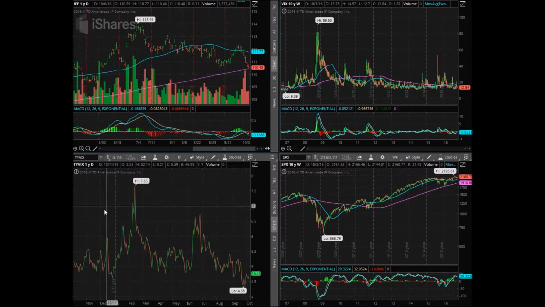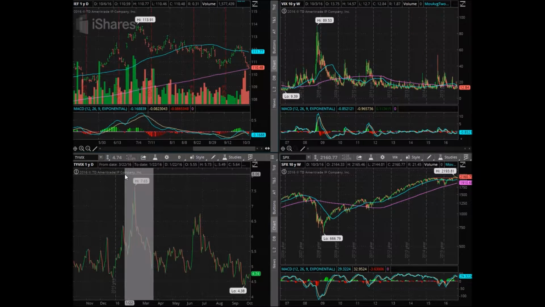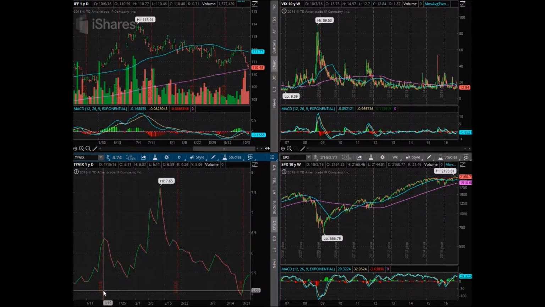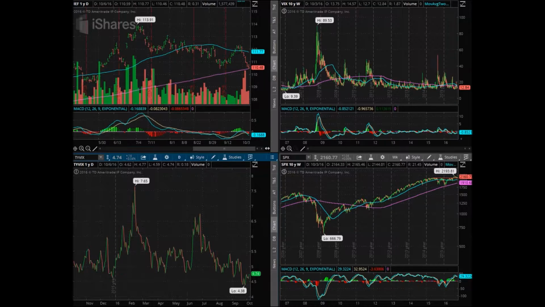So here's the thing about the TYVIX, is this could be either direction. At least that's what the creators say. So if you have an elevated TYVIX like here, when it was all the way up to 7.65, that shows that people were expecting some sort of a rate change, whether that was increase or decrease.